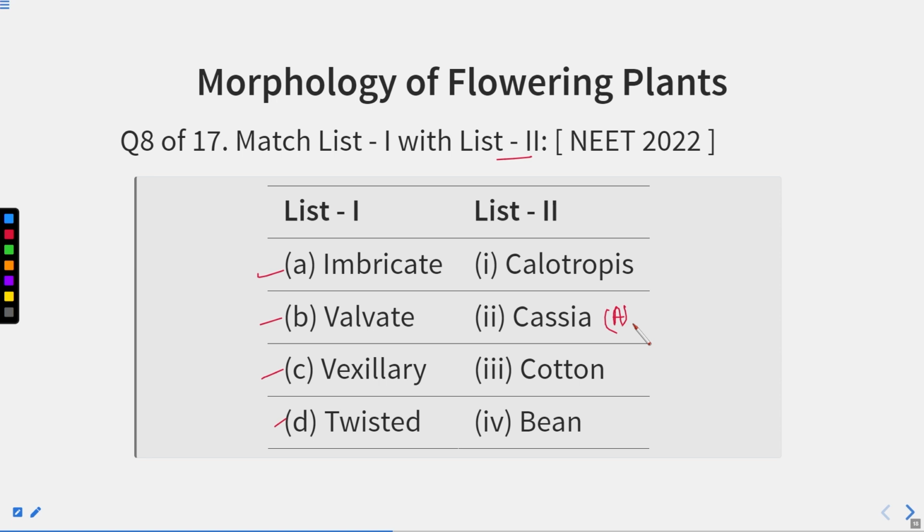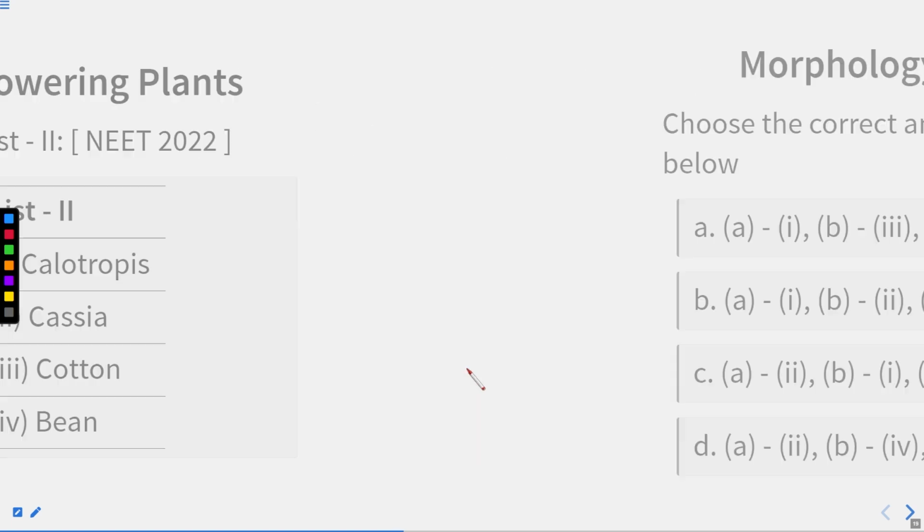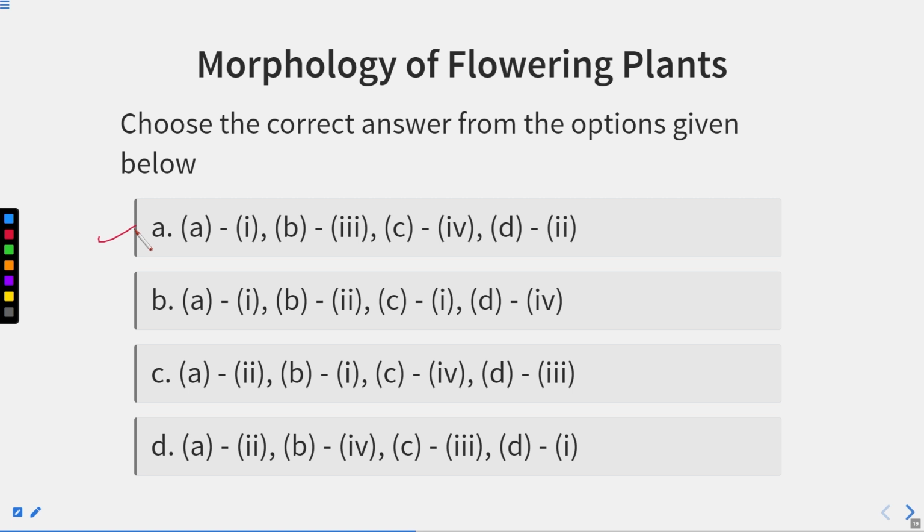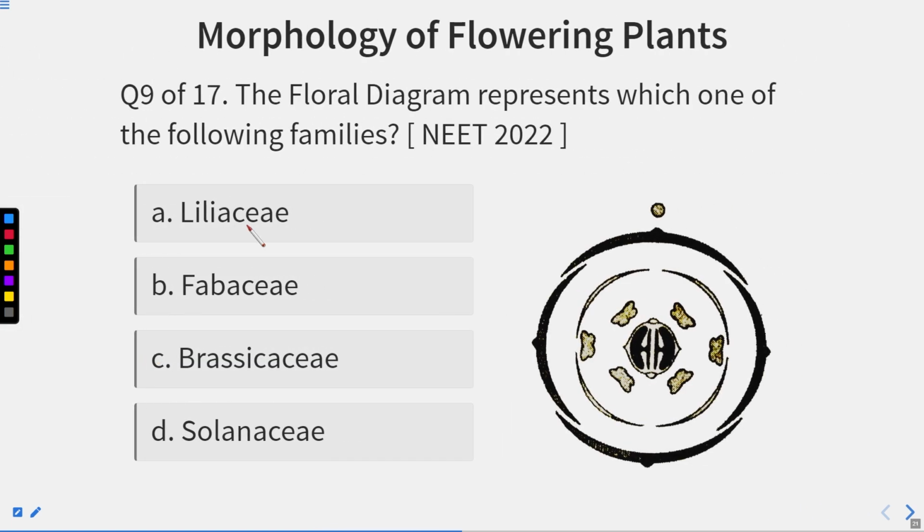Valvate estivation is seen in Calotropis, so this should be P. Vexillary is seen in bean, so this should be C, and twisted is seen in cotton. So this should be D here. Alright, so this is clear. Let's have a look at the options here. Option C is the correct answer.